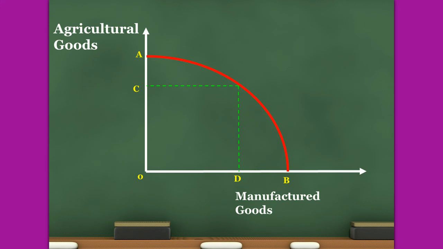For example, going back to our PPF graph again, let's say we've got F down here now. Due to some technical advancement, we can now produce manufactured goods at F. Agricultural goods will remain at A, but we can produce at F because we've got new machinery now that does the work of 50, 60, 70 people. So now we have a new PP curve. Notice how it still starts here at A.